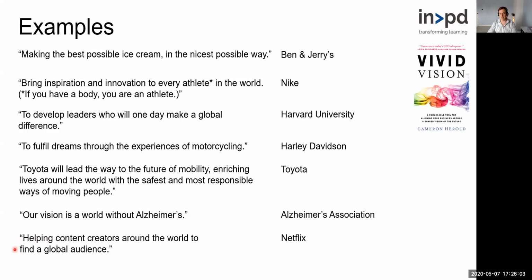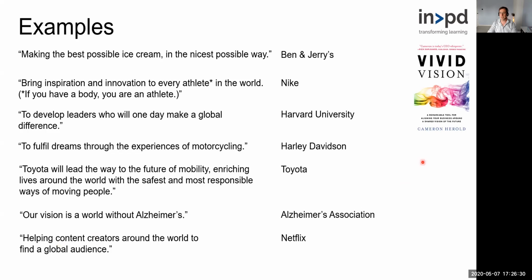Netflix also talks about helping content creators to find a global audience. They don't just talk about being a channel or a streaming service. They're a bridge between the content creator and audience. That describes their market very specifically in a broad sense, and that would then, I think, go on to influence how they go about addressing those markets and products and services to both.